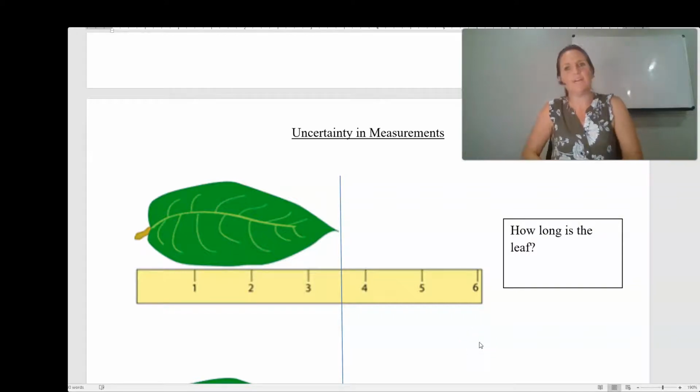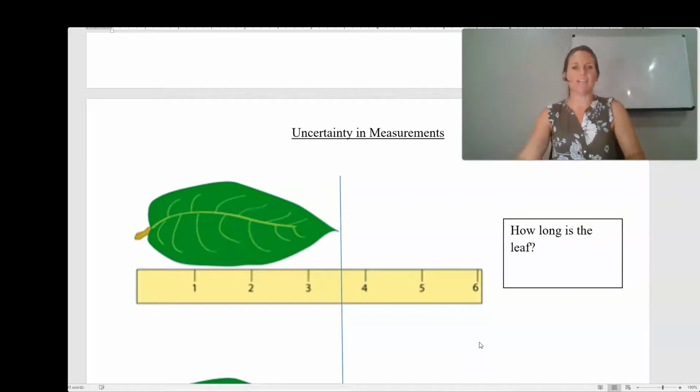Hey guys, so today we're going to be learning about how to take measurements and how to know whether or not you're sure of your measurement and how many decimal places you're allowed to carry it out. So lots of things today about how to measure and when we measure and looking at uncertainty in measurements. So we're going to start out with an example of this leaf.